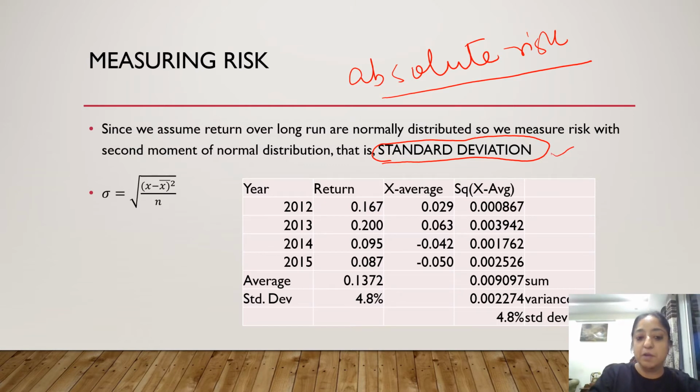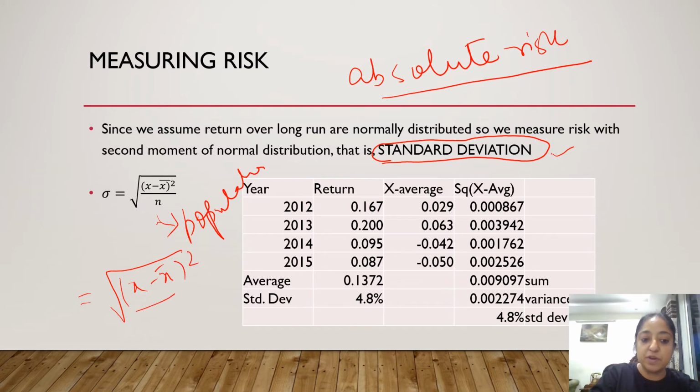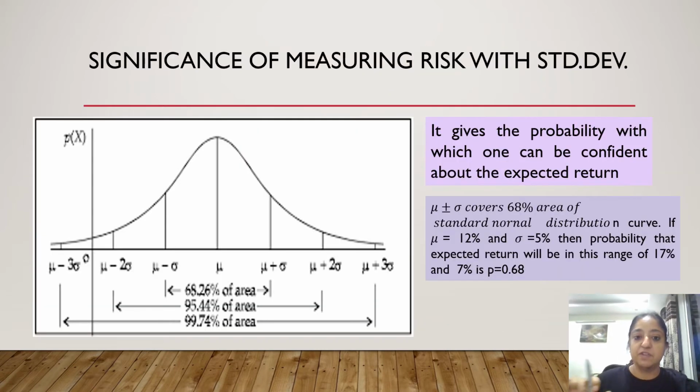So what do I mean by standard deviation? If it is a population, it will be the square root of the sum of (x minus x bar) whole squared, divided by n, and if it is a sample, it will be the square root of the sum of (x minus x bar) whole squared, divided by n minus 1. So I can simply calculate the standard deviation of a series of returns, and I can know what the risk is for that particular asset.